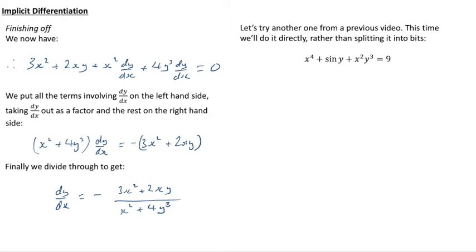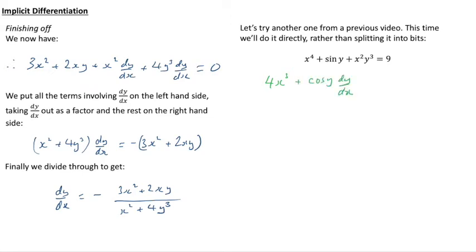Let's try another one as well from a previous video. This time we'll do it directly rather than splitting it into bits. So, if we want to differentiate x to the power of 4, then that's going to be 4x cubed. To differentiate sine y, well, we have to differentiate that with respect to y and times by dy by dx. So sine y differentiated with respect to y is going to be cos y, and then we're going to times it by dy by dx.